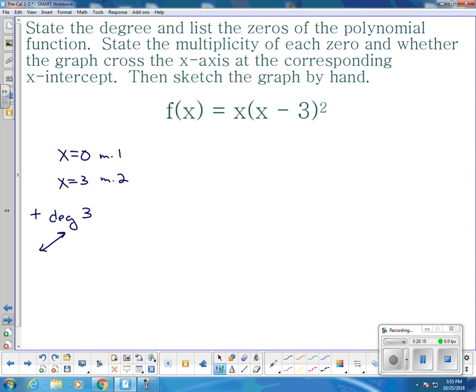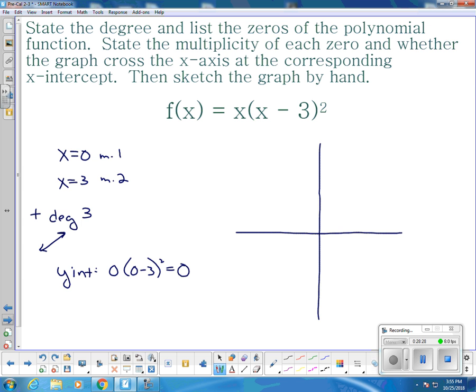The y-intercept is 0 times 0 minus 3 squared, which gives me 0. So we'll go to graph. You're at 0. We're at 3. The y-intercept is 0. The end behavior is starting low and ending high.